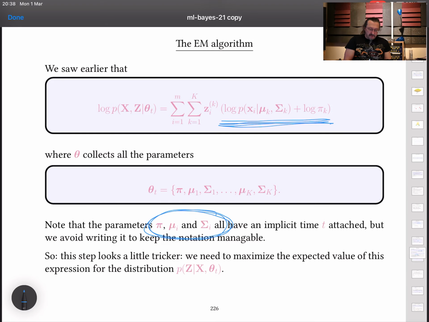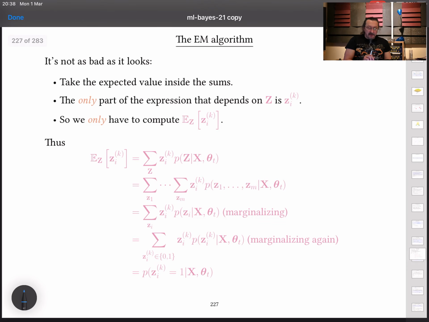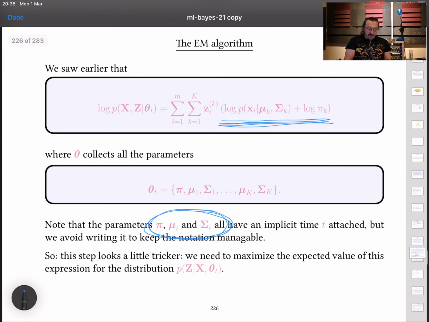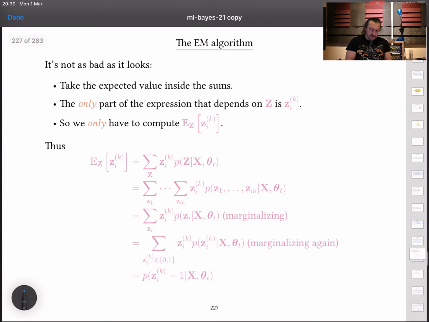Now, the next slide is really just summarizing again what I've just said. We're taking an expected value of the expression in the first box. We're taking the expected value of this whole guy here. Well, that expected value goes through those sums, and this guy doesn't depend on z, so we just need to look at the expected value of z. So it's actually only this that we need to worry about.